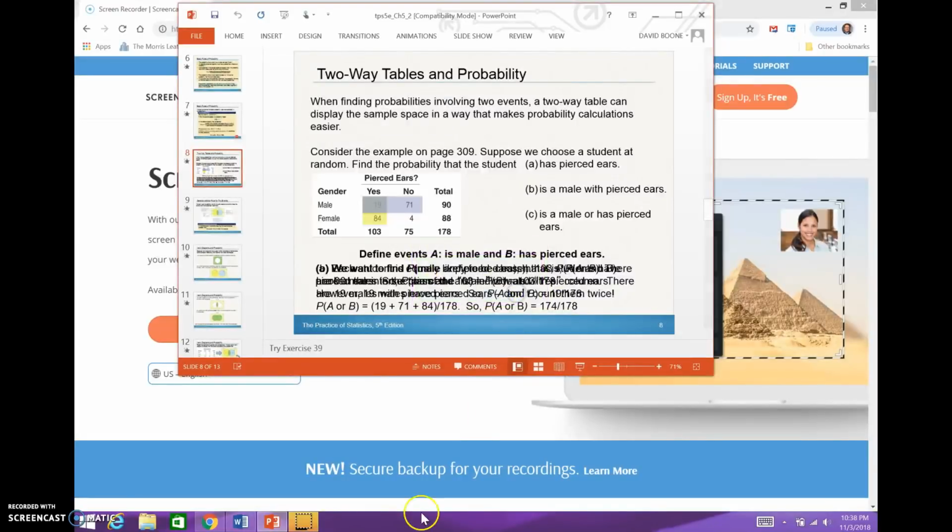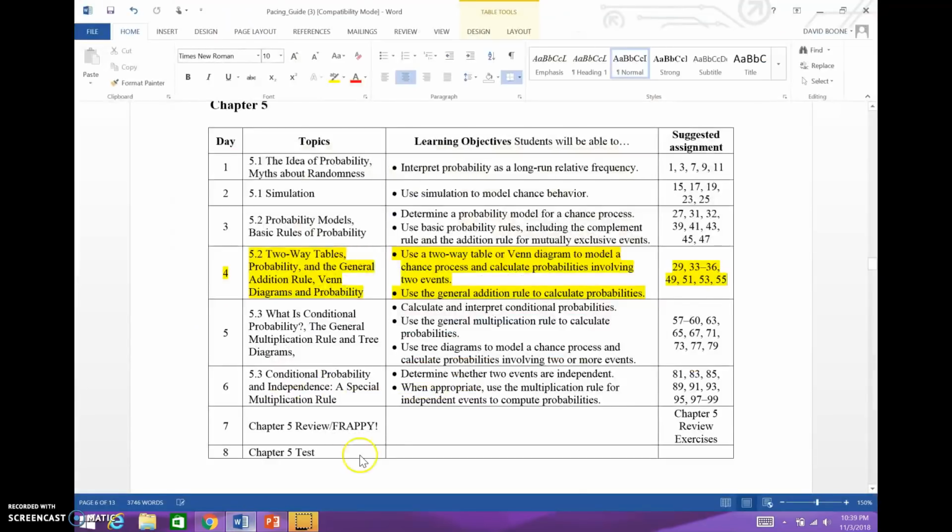All right, so that should enable you to work on the last problems in 5.2: problems 29, 33 through 36, 49, 51, 53, and 55.